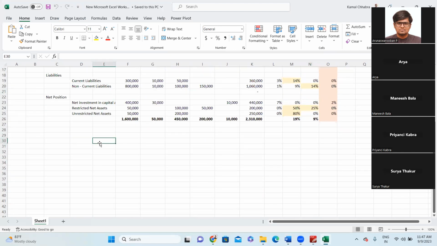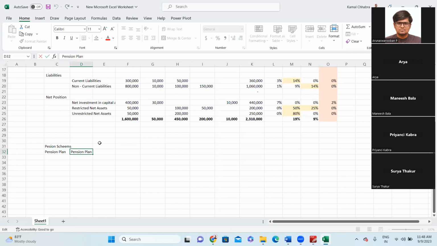So, one second. There is the pension fund, pension schemes, I would say. One is, you can say, the pension plan, and the other is pension contribution.